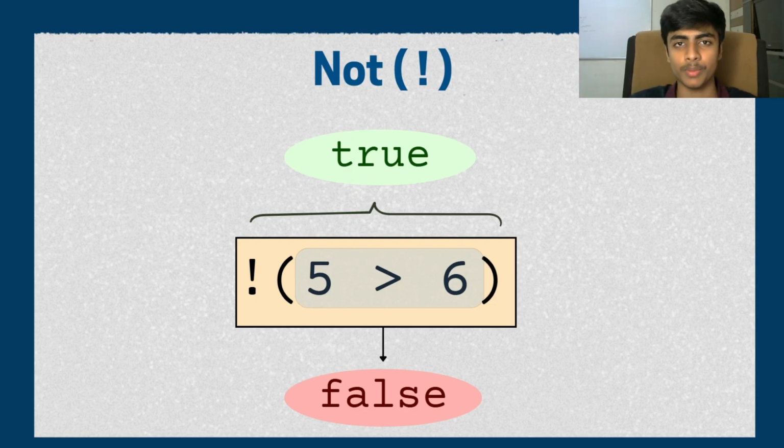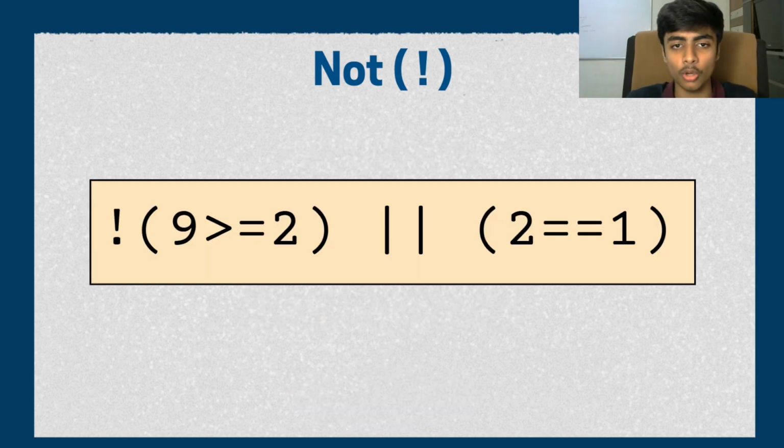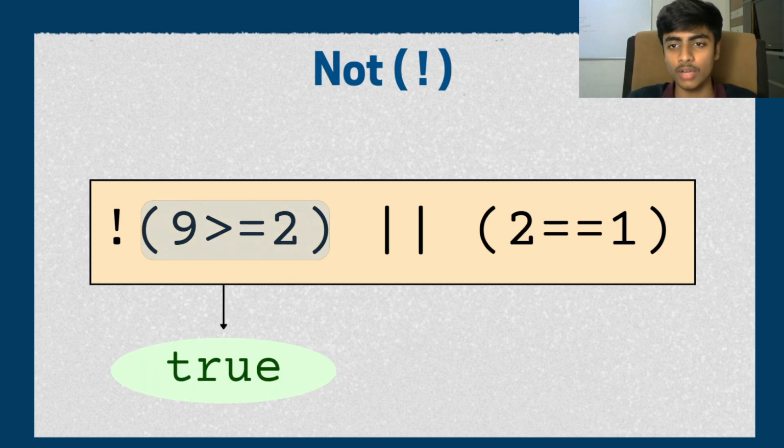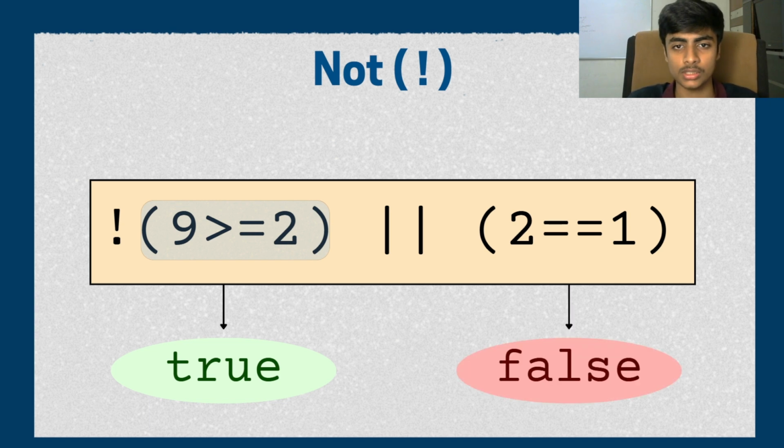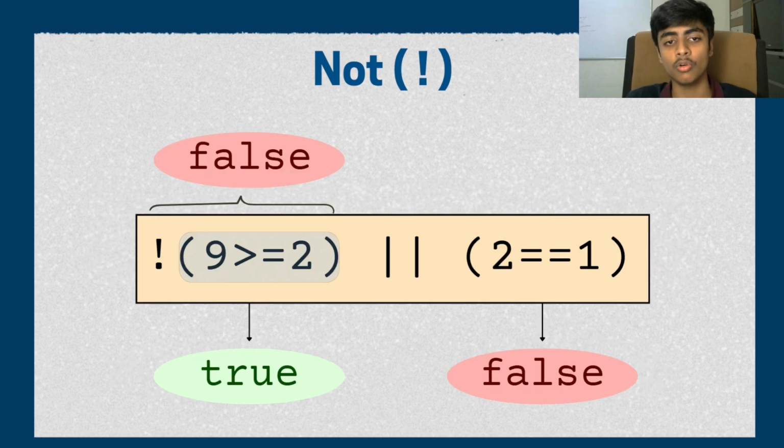We'll look at another expression. Over here, I'm using a NOT operator and an OR operator as well. If you look at 9 is greater than or equal to 2, 9 is definitely not equal to 2, but 9 is greater than 2. So this is going to be true. And then we have another term which is basically 2 is equal to 1. 2 is not equal to 1, so this is going to be false. When I'm using the NOT operator on this expression 9 is greater than or equal to 2, it's going to change this true to a false.